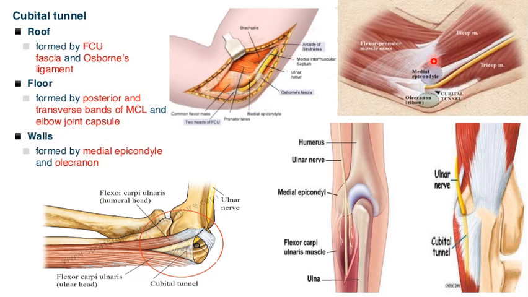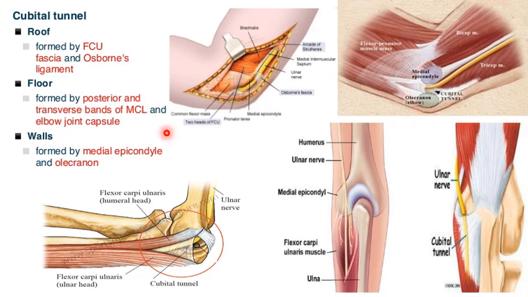Here you can see this is the medial epicondyle, this is the olecranon process, these are the two heads of the flexor carpi ulnaris, and here is the fibrous sheath connecting the two heads of the flexor carpi ulnaris, beneath which the ulnar nerve passes, and this forms the cubital tunnel.